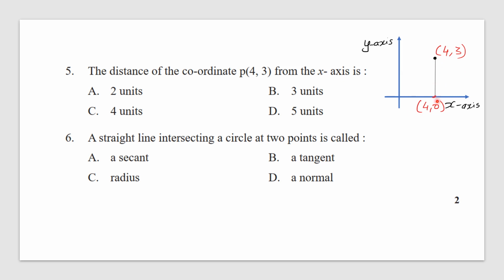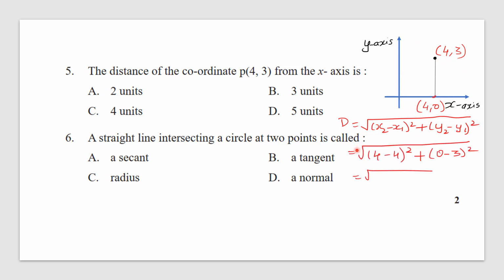What is the distance formula between these 2 points? d is equal to square root of x2 minus x1 whole square plus y2 minus y1 the whole square. I am going to take this part as x1 comma y1 and this as x2 comma y2. So substitute the values. You will get 0 square plus minus 3 whole square, is square root of 9.